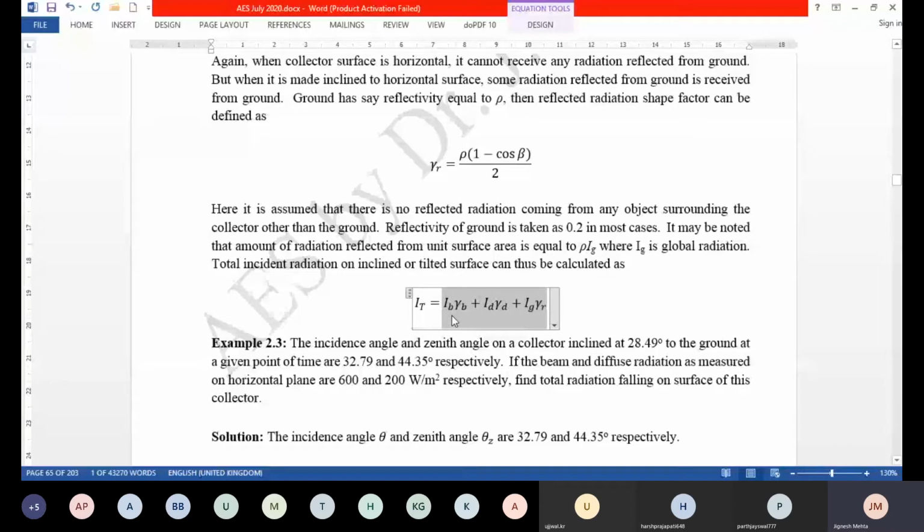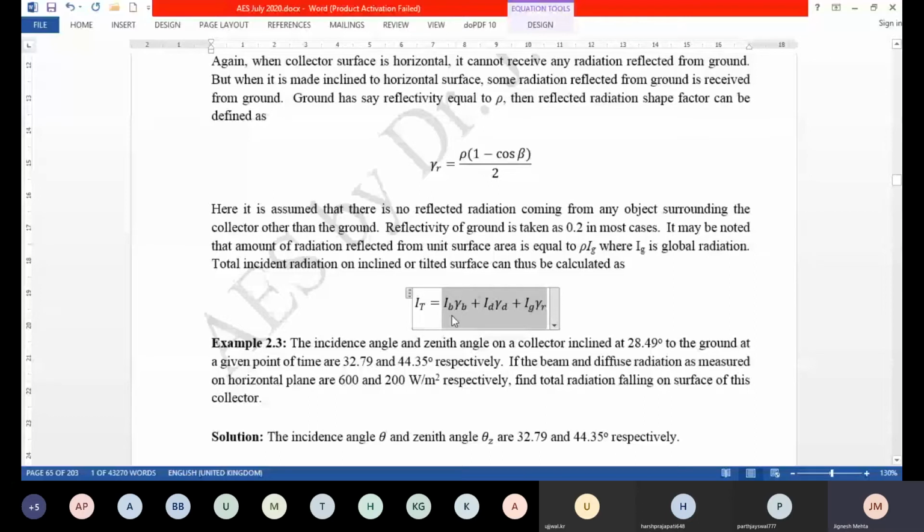Calculate gamma B first, and you can post your reply in the chat box. So gamma B for these two angles, you can write down which are the angles that you are talking about. Theta is equal to 32.79 degrees and theta Z is equal to 44.35 degrees. So write down these two angles, theta and theta Z. And how much is gamma B?